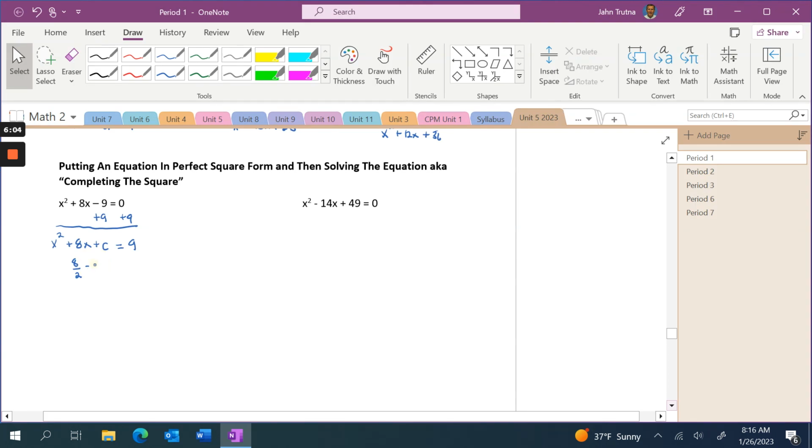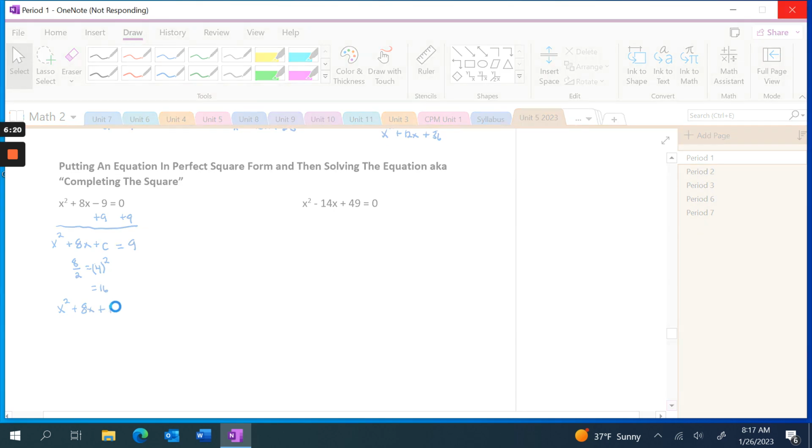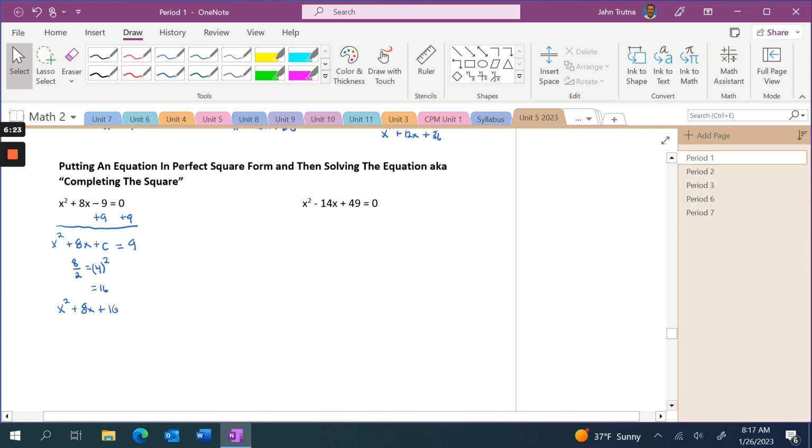When I divide it by 2, I get 4. I square that. 4 squared is equal to 16. So that means my equation becomes x to the second power plus 8x plus 16 is equal to 9 plus 16. And if you notice, what I did in my equation was I added the c value, which was 16, but you have to keep the equation balanced, and the way you keep the equation balanced is you have to add the same amount to the other side of the equation.